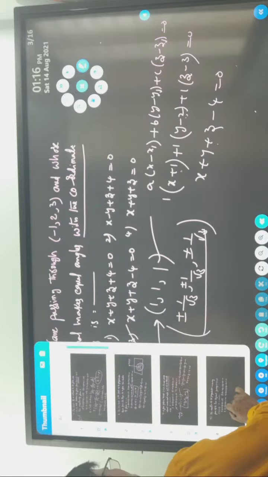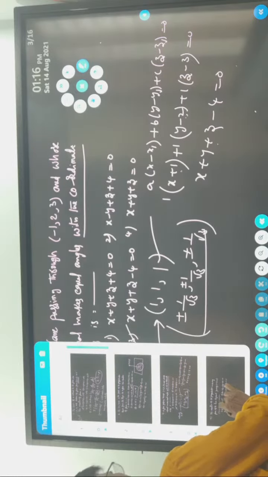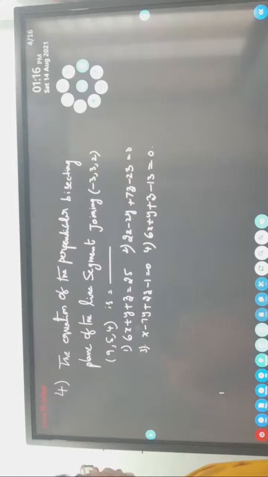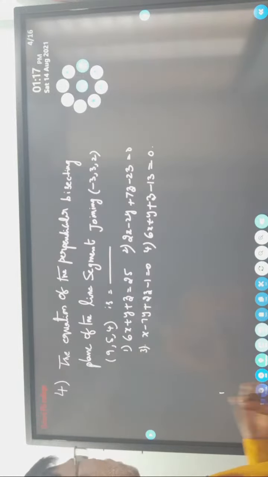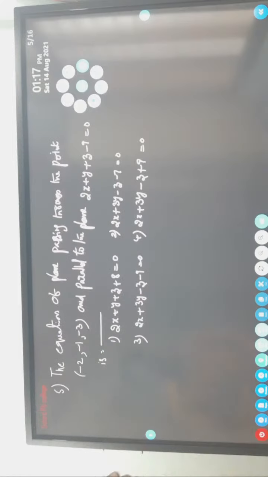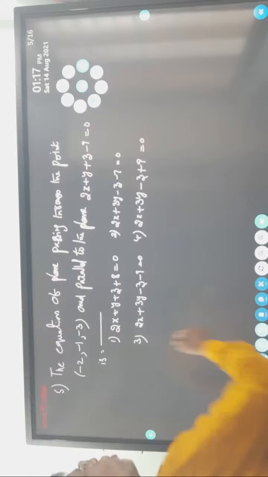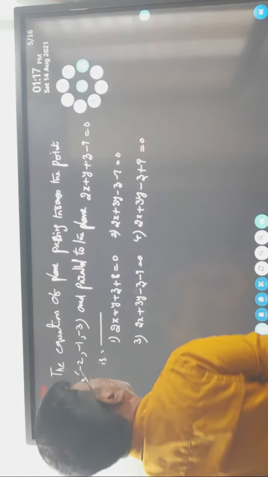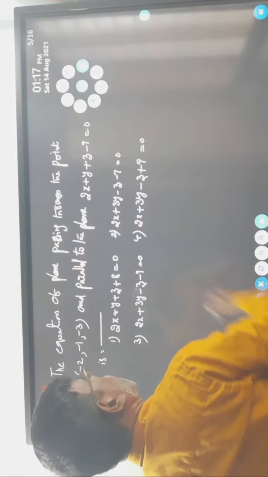Now let me explain the next question. Question number 4, right? This one is given the equation of the perpendicular bisector of the plane line joining. He says that it is a perpendicular bisector, already told that. So find out the midpoint. So the equation of the plane passing through the point and parallel to the line.